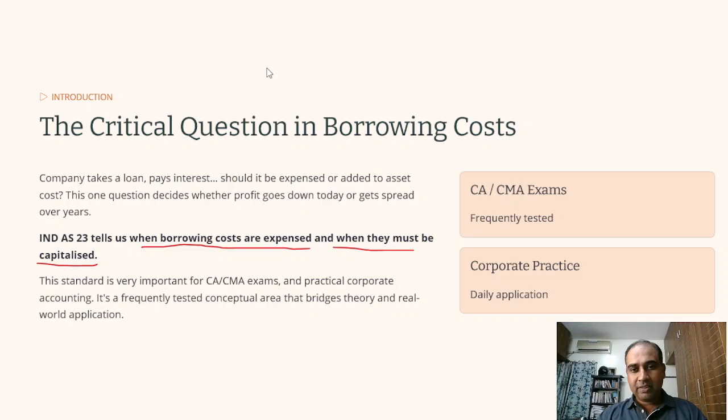As I have mentioned in my previous discussions also, before getting into the standard, it's very important to understand the reason this particular standard has been framed by ICAI, and other international boards also have a similar standard. This standard will help us determine when borrowing costs are expensed and when they should be capitalized. This is very important for those preparing for the CA or CMA exams, and also for those in corporate practice or in industry. Clear guys?